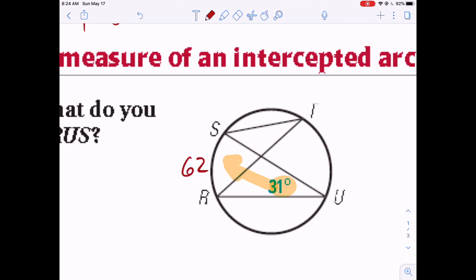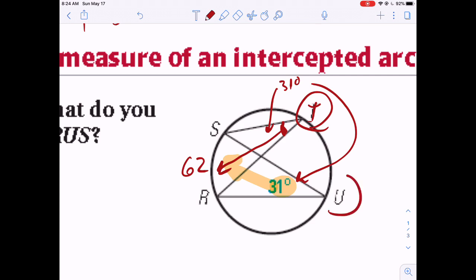Well, what's interesting about this is this inscribed angle over here opens to the exact same 62 degrees. So I can bring that 62 down to where this letter T is, cut it in half, and I'll have 31 degrees, just like the one down here. So when two angles open to the same arc, they're going to have the same value. And angle T and angle U open to the same 62, so they're both 31 degrees.